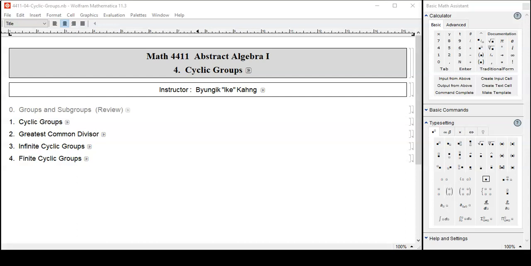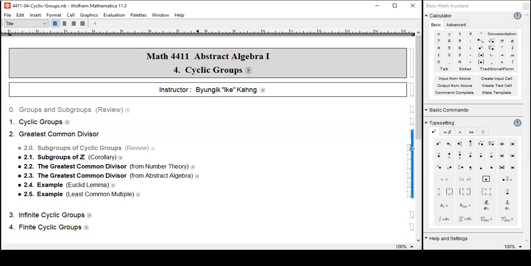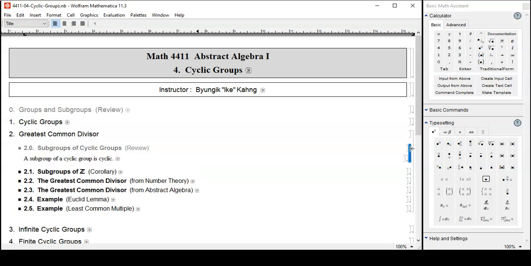Hello students, welcome back. We just completed section 1. Section 1 ended with a major theorem, which is reposted here as 2.0, of course as a review. A subgroup of a cyclic group is cyclic.